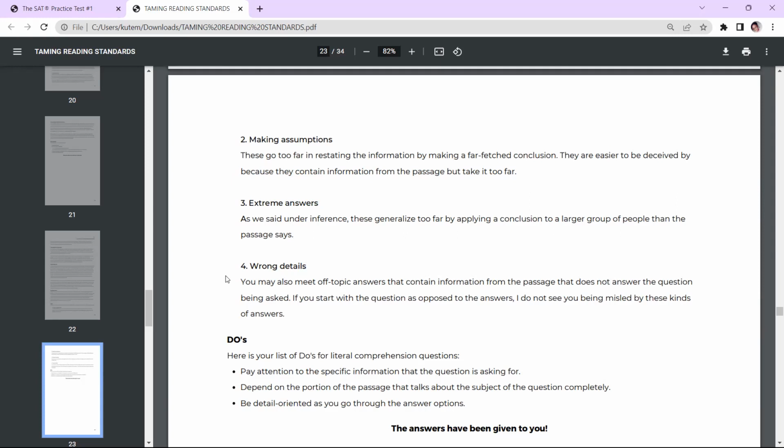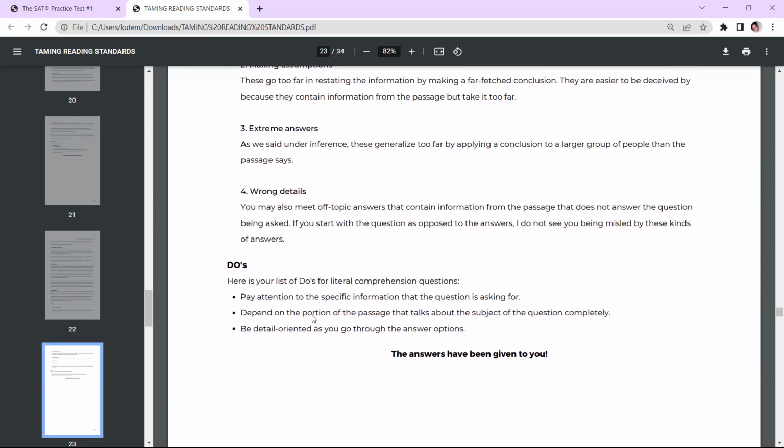And then you also have wrong details. Some questions just completely go off topic. Even though they might have a name or some words from the passage, they just completely have information that's not even there. Or maybe it is in the passage, but it just doesn't answer the question. So remember that you are looking for something that answers the question, not for something that's in the passage, because you're going to have answers that have the wrong details from the passage.